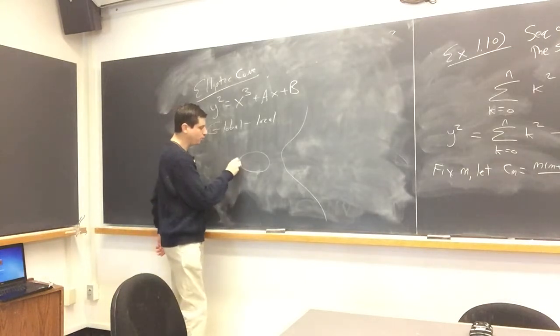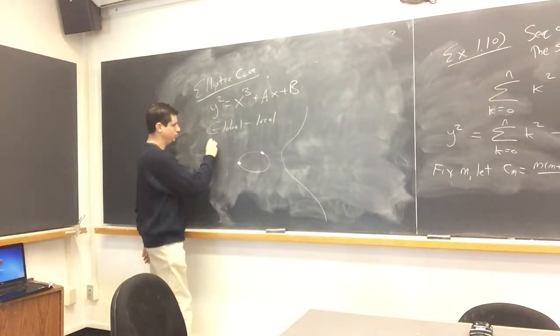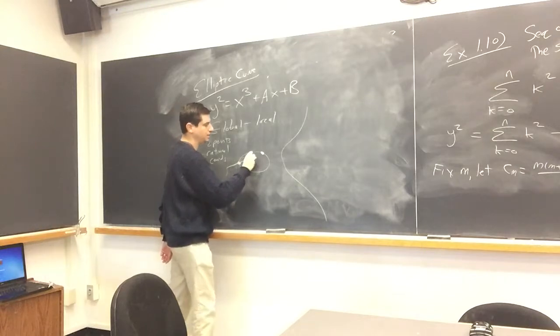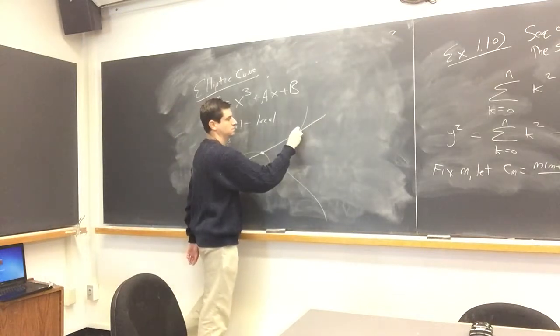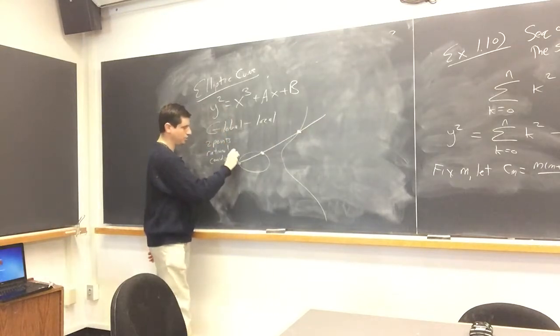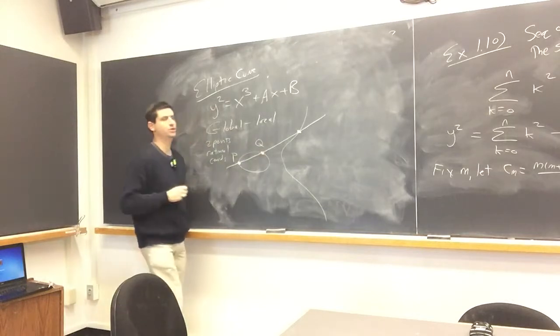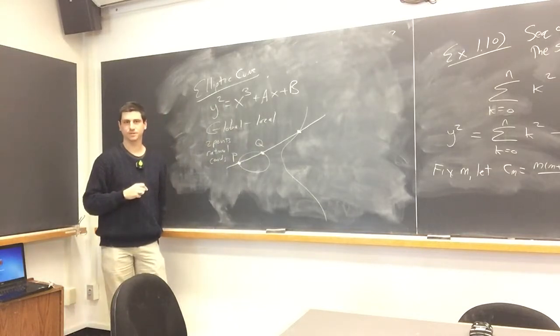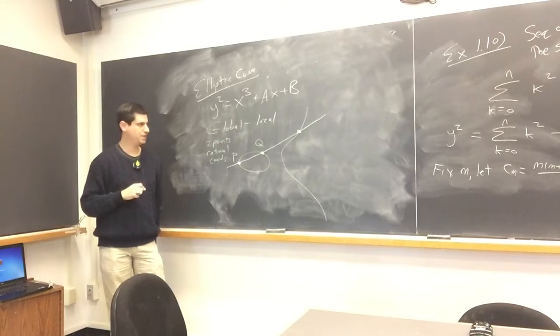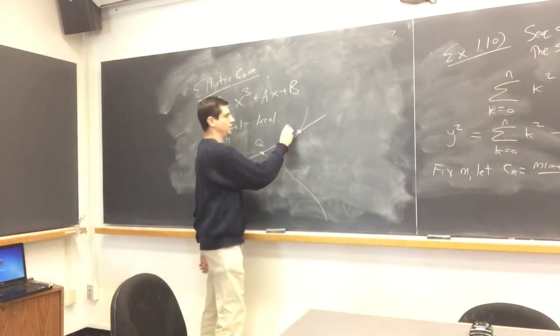Imagine I have 2 points on the elliptic curve with rational coordinates. So 2 points, rational coordinates. I can draw the straight line connecting them. Let's give them names. We'll call this one P. We'll call this one Q. And in a flash of insight, I will name this point R.